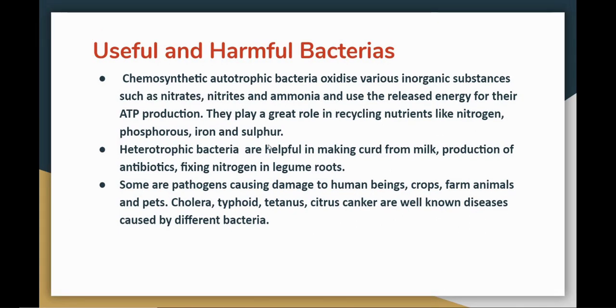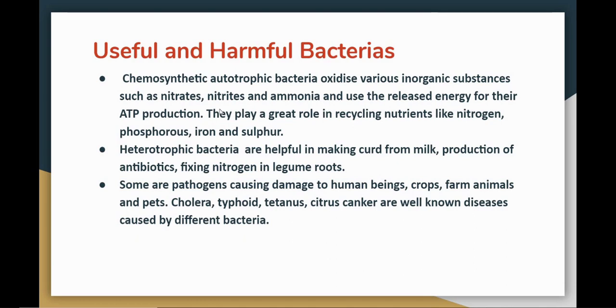Now we will see some useful and harmful bacteria. Chemosynthetic autotrophic bacteria oxidize various inorganic substances such as nitrates, nitrites, and ammonia, and they use the released energy for their ATP production. They play a great role in recycling nutrients like nitrogen, phosphorus, iron, and sulfur. These bacteria utilize chemical energy to synthesize energy, so they help in recycling nutrients.